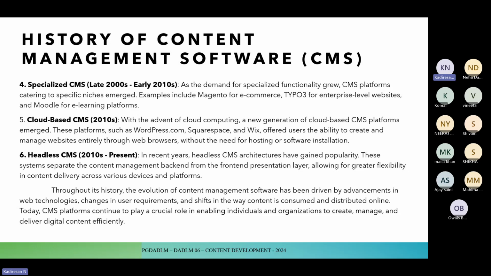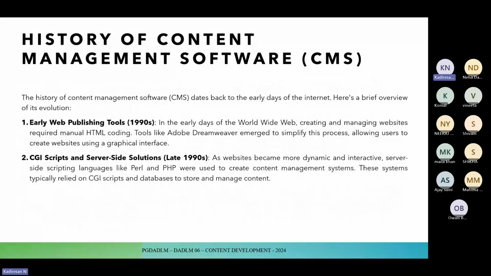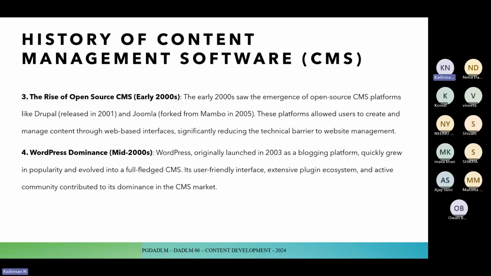So these are the different stages in the history of content management software. The first started with HTML coding, and software like Dreamweaver was used. Second, it started with computer graphic interfaces, where server-side scripting languages like Perl and PHP were used. And third was the open source content management systems, software like Drupal and Joomla, which were released in 2000, 2001, and 2005, and they had web-based interfaces also.